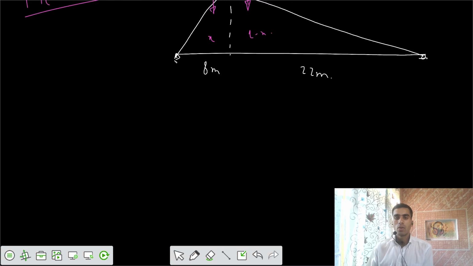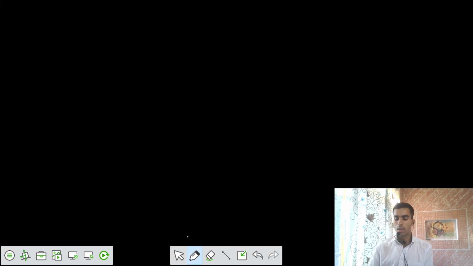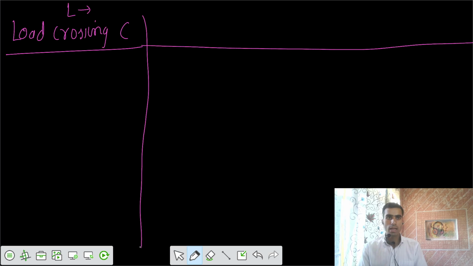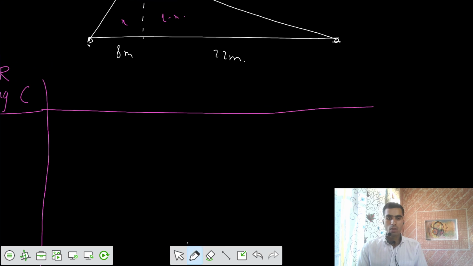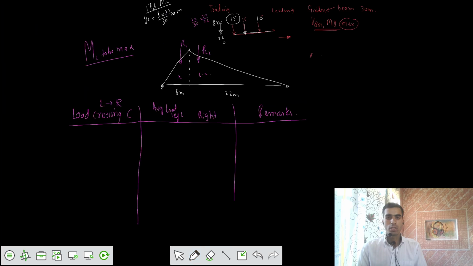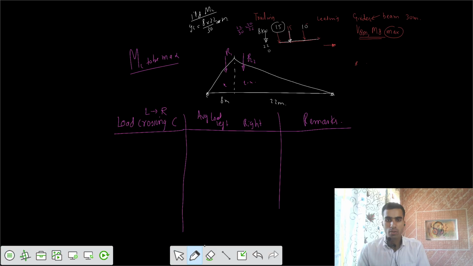We do one thing, we roll the loads. We write it in this way: which load is crossing section C? Load crossing C. From our case we go from left to right. Then we ask what is the average load on the left, and what is the average load on the right? Then we apply some remarks, and we see whether the sign is going to change or not. So let's have those remarks also.